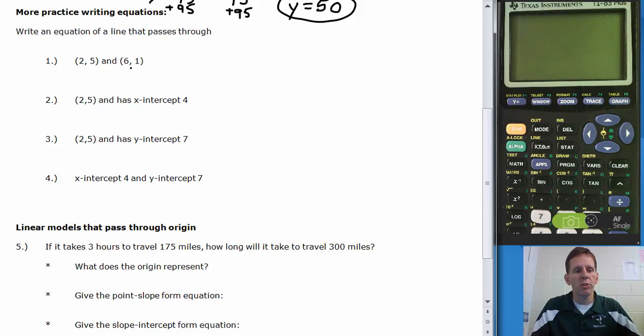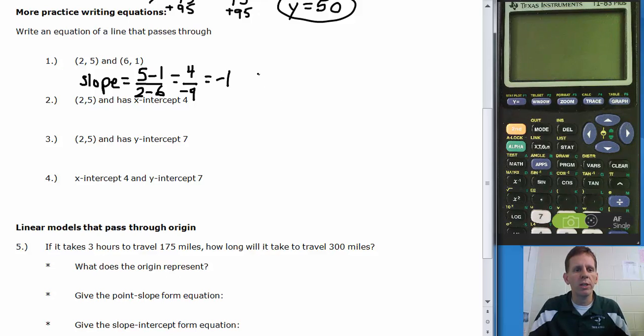In number 1, we're given 2 points, (2, 5) and (6, 1). To find the equation of the line, the first thing you want to calculate is the slope. We do that by subtracting the two y coordinates. It doesn't matter what order. I'm just going to go 5 minus 1, and then we're going to subtract the two x coordinates in the same order. When you divide, you're going to get 4 over negative 4. When you divide these two, obviously that's equal to negative 1.